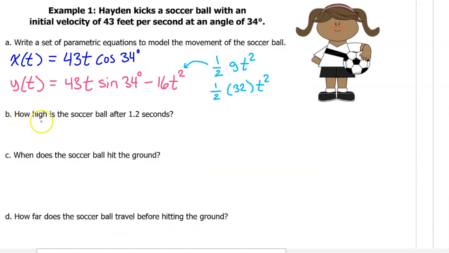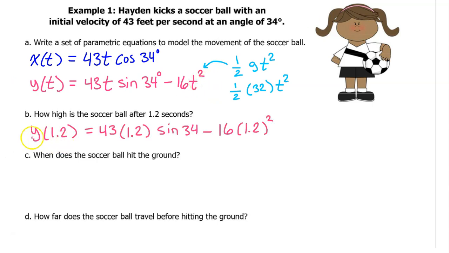Part B asks, how high is the soccer ball after 1.2 seconds? For this, we will need our vertical position formula. Notice that I left off the initial height when I wrote down the formula. That's because we are assuming that the soccer ball is on the ground. So the initial height is 0, which we did not need to write. So we need to evaluate y at 1.2. So let's plug in 1.2 for t here and here. That gives you this expression.